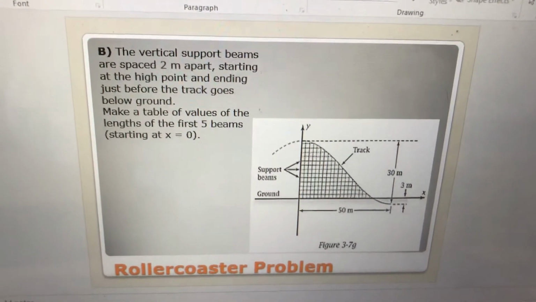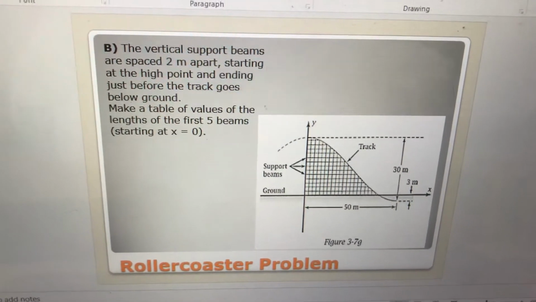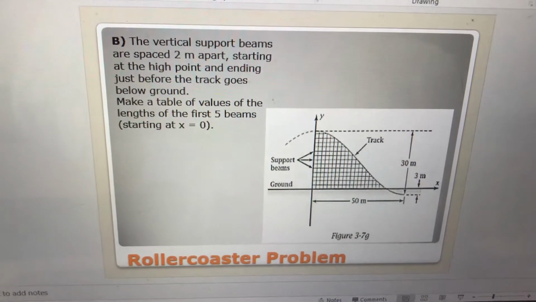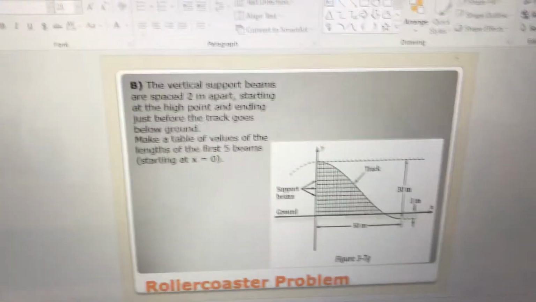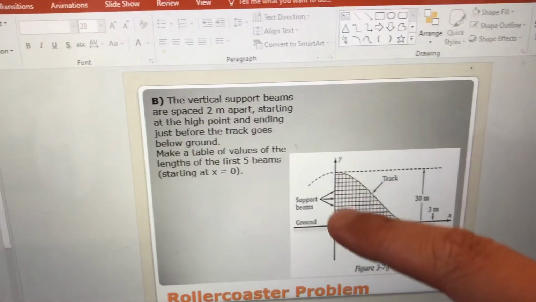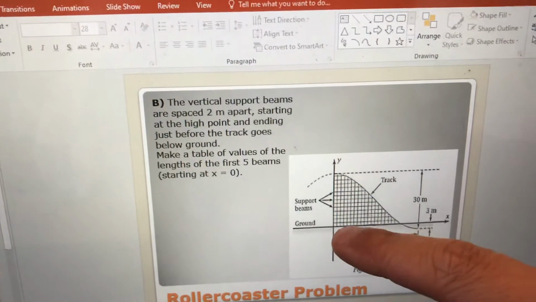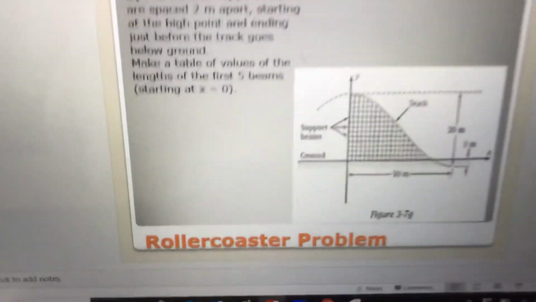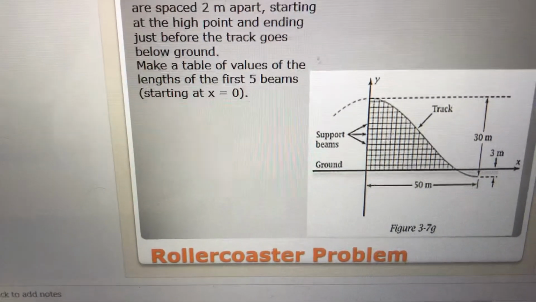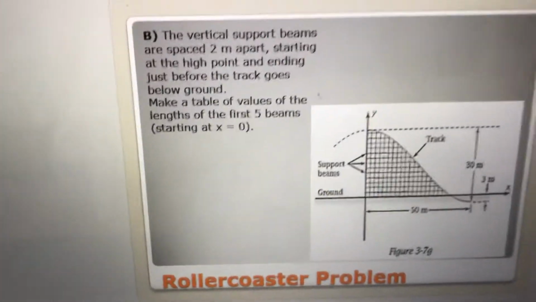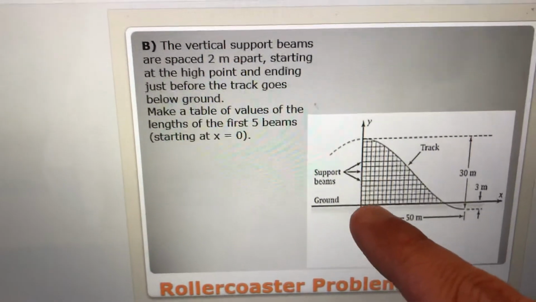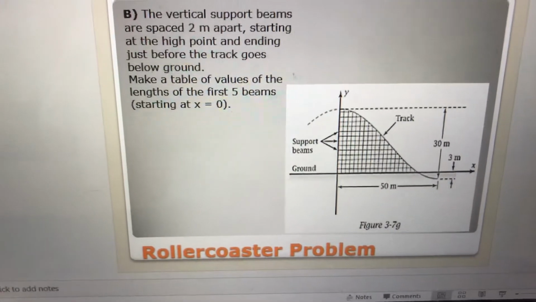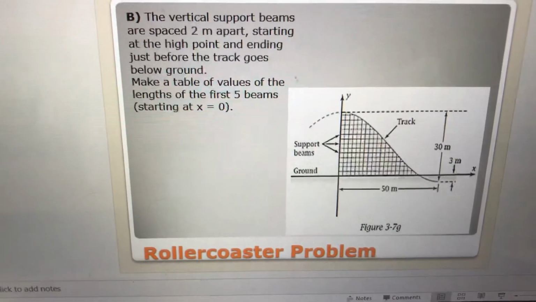Part B of the roller coaster problem tells you that the vertical beams are spaced 2 meters apart, and they want you to make a table of values of the lengths of the first 5 beams. If you take a look at these beams, when you're trying to find the length of the beams, you're really just trying to find how high it is above the x-axis, which means you're really just looking for the y-coordinate of the beam at positions 0 meters over, 2 meters over, 4 meters over, and so on. That means you're trying to find the functional value at 0, 2, 4, 6, and so on.